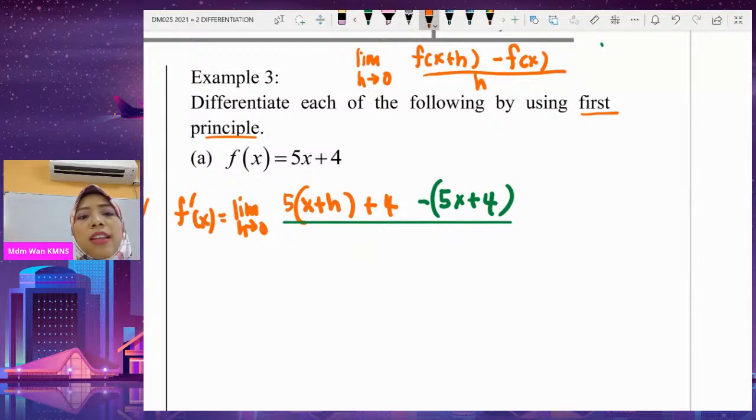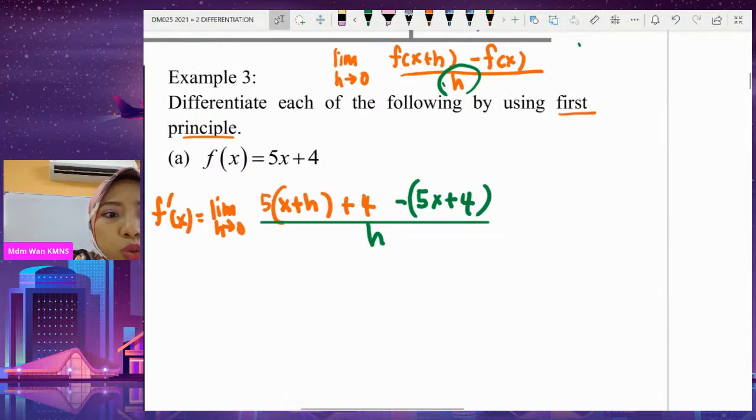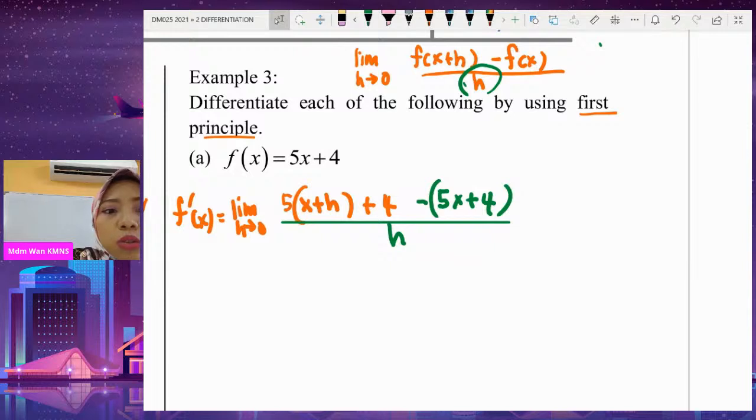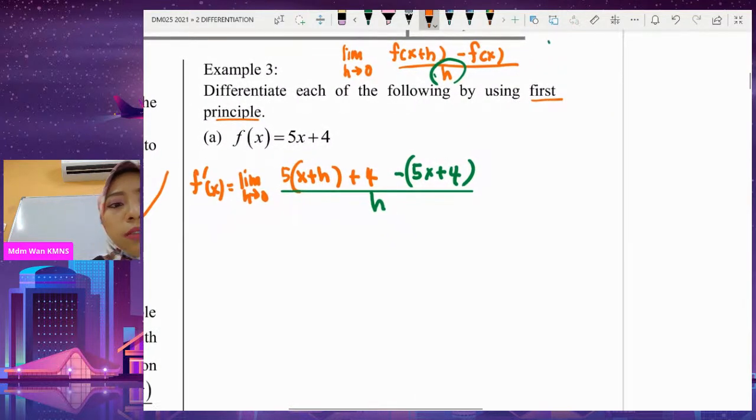Crucial mesti ada limit. Okay, over with h. Why mata dia semua tebal-tebal, mungkin sebab I zoom in too close. Okay, so now what we're going to do is limit h. Alamak, nipis sangat pula. Sorry maybe kita zoom up sikit. Okay, right. Okay, limit h approaching 0.